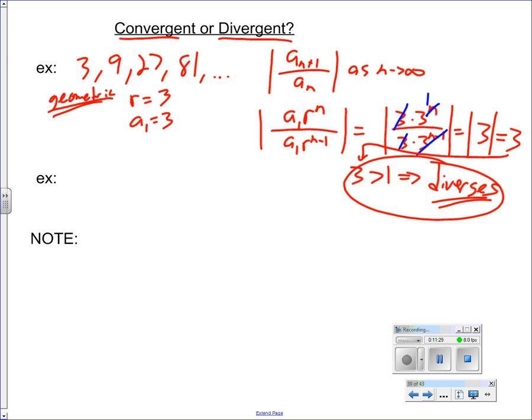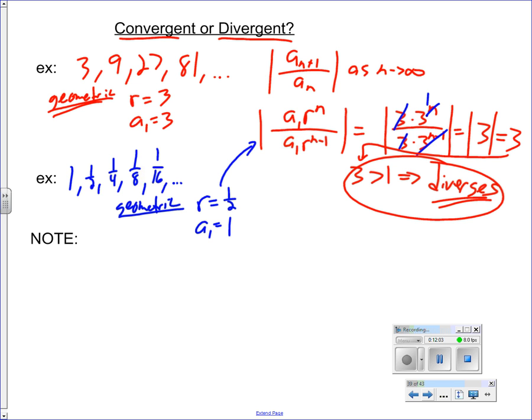So another example, if we had the series or sequence 1, 1/2, 1/4, 1/8, 1/16. It's also a geometric sequence. This one has a common ratio of 1/2, and our first term is 1. So again, it's going to still have this same form. We're just going to have to put in our new numbers that apply to this problem. So the first term is 1 times 1/2 to the n over 1 times 1/2 to the n minus 1.